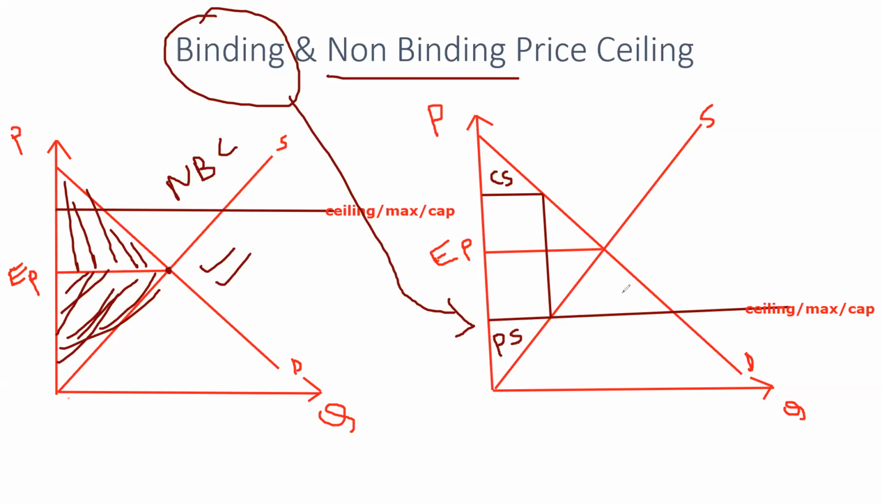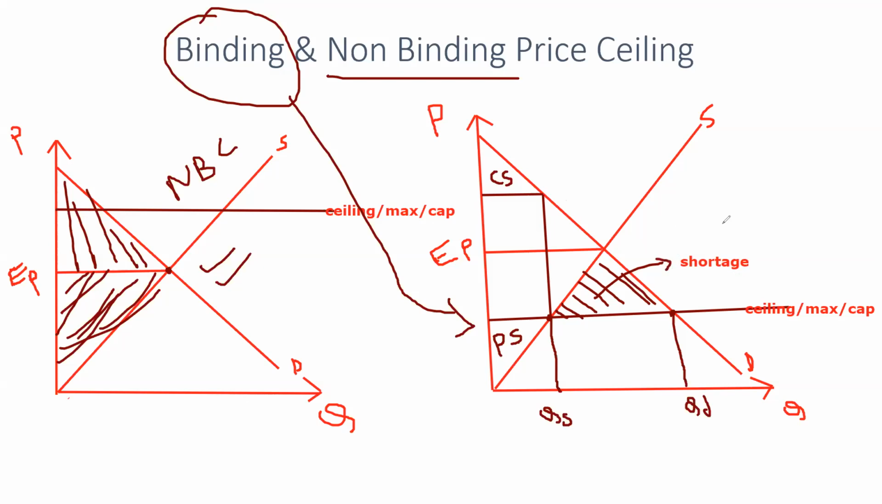Because we are talking about rental property, we see that this is the quantity supplied, and this becomes the quantity demanded. It means more houses are required than the number of houses available. So we end up getting a shortage in the market. So this is a shortage in the market.